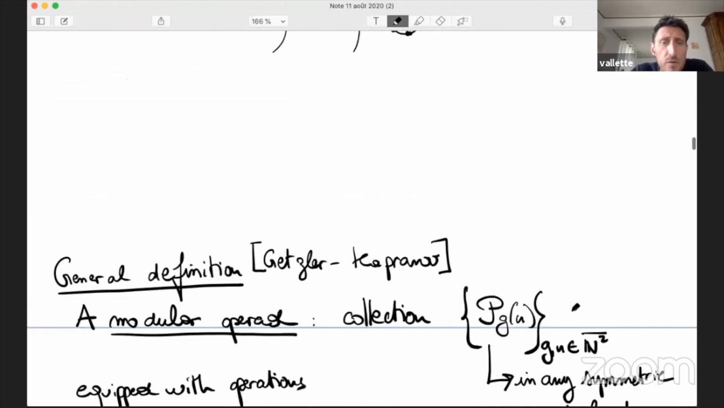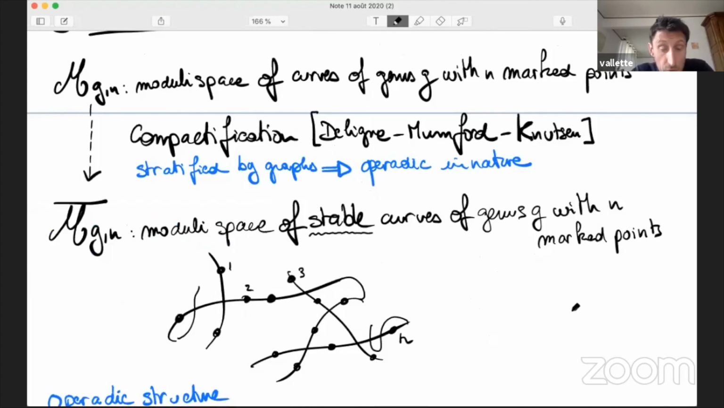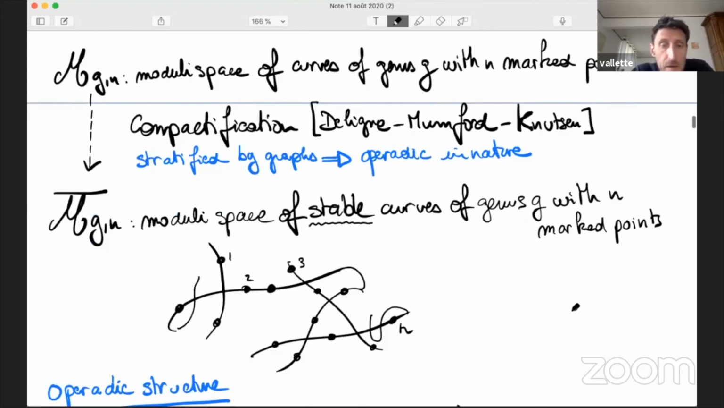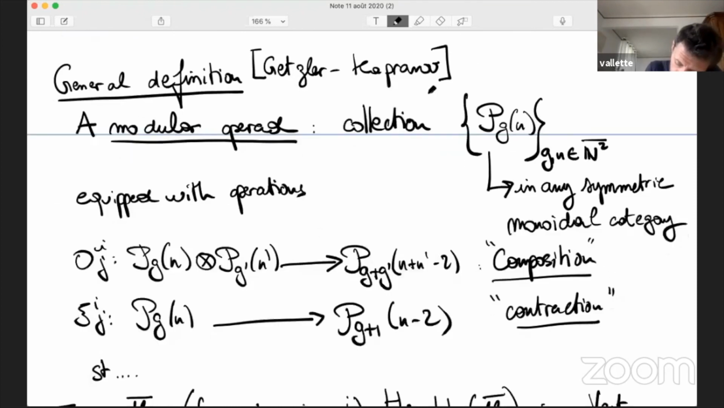And this was made into a general definition. Once you see this, when you see the geometry of the moduli space of stable curves, it's Kapranov, 94. They came up with the following general notion. So this came much after the definition and introduction of an operad. Their main example, their toy model for a modular operad, is of course the moduli space of curves.